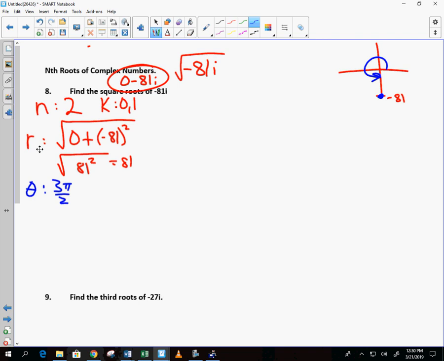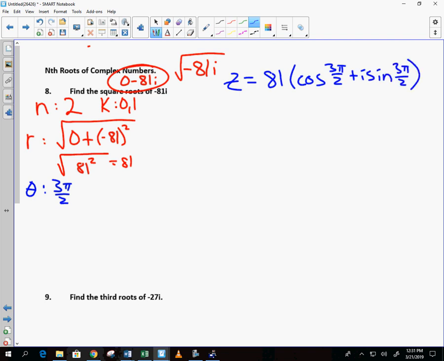But does everybody agree that looking at the graphical location is a good argument? In fact, the earliest mathematicians that worked with the complex numbers that we're doing would make more graphical arguments for their work than algebraic arguments because it works out so cool. So here we go. Z is equal to my R value, 81, times the cosine of, what's my angle? 3 pi over 2 plus i sine 3 pi over 2. Awesome.